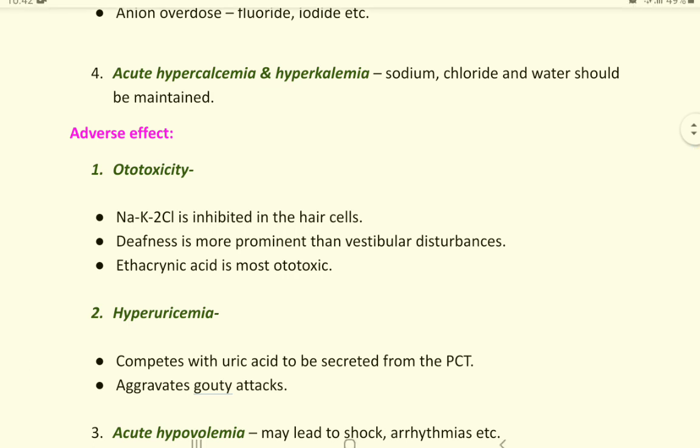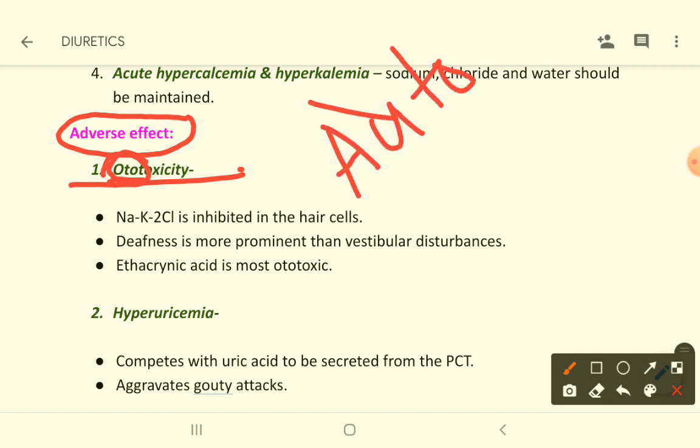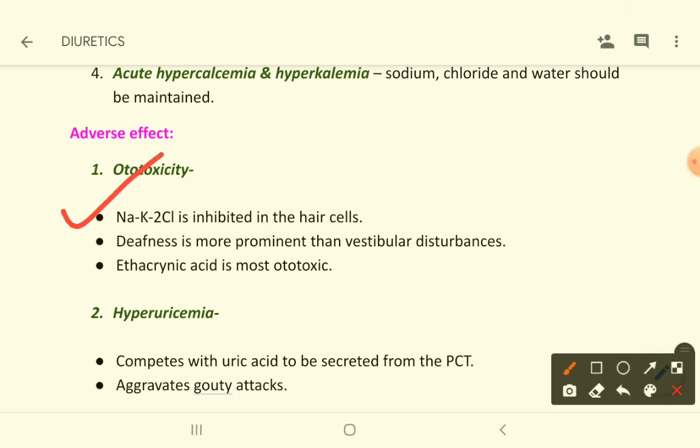Now, adverse effects of the loop diuretics. Number 1, ototoxicity. Oto means ear, so hearing problems will be there. This is not auto, meaning automatic. This is ototoxicity, toxicity in the ear. So what happens? The sodium, potassium and 2-chloride cotransporter is inhibited in the hair cells inside the ear. So deafness is more prominent than vestibular disturbances.